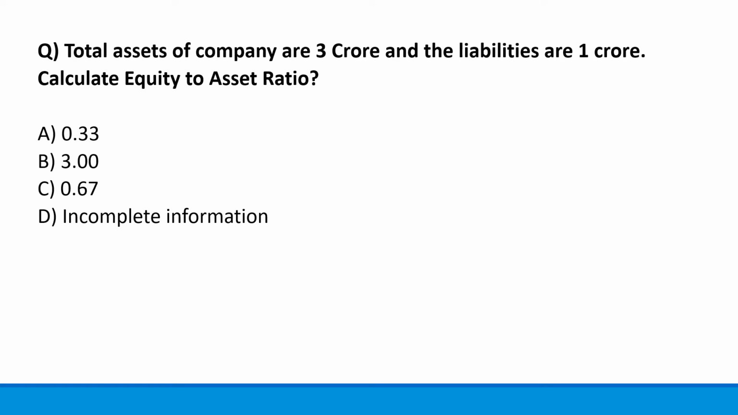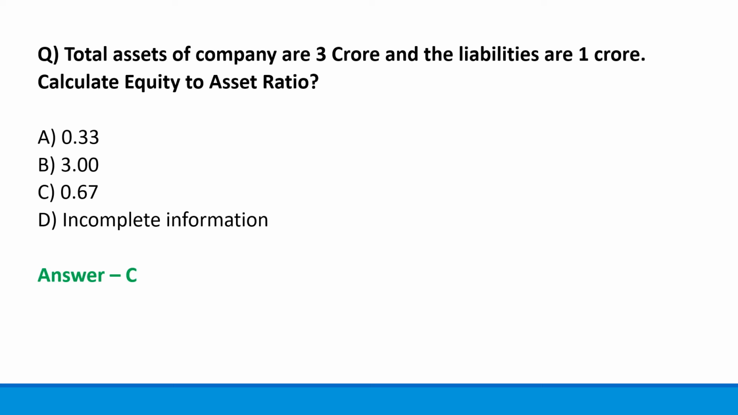Total assets of a company are 3 crore and the liabilities are 1 crore. Calculate the equity to asset ratio. Option A, 0.33, option B, 3, option C, 0.67, and option D, incomplete information. The correct answer is option C, 0.67.